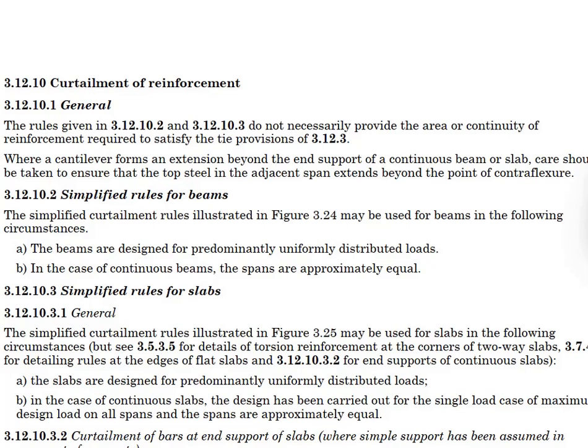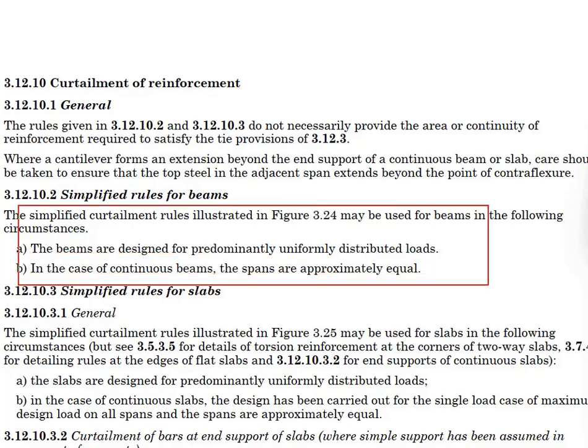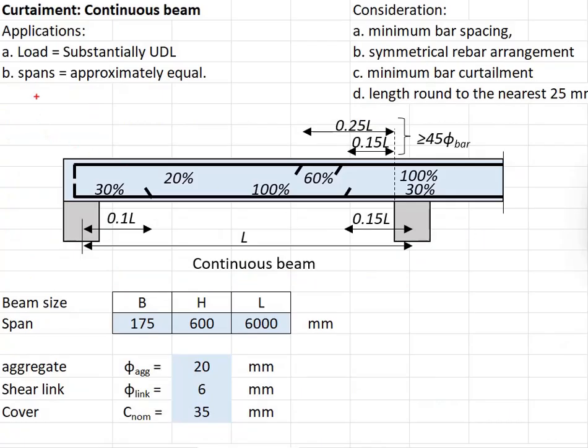Bear in mind that there are conditions for you to use these simplified rules for beams, which is clearly stated in the British Standard. First, you need the beam to be predominantly uniformly distributed load. Second, if you are dealing with continuous beam, the span should be approximately equal. These two requirements must be fulfilled so that you can use these simplified rules for the design of the reinforcement.